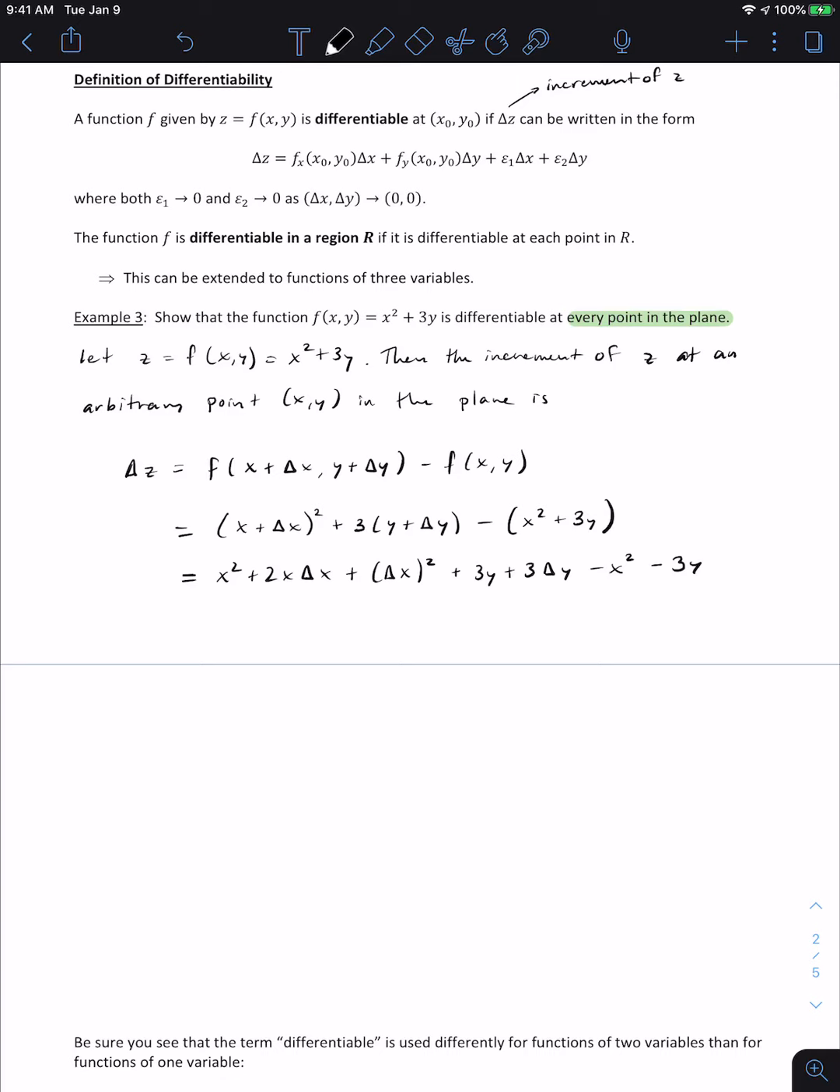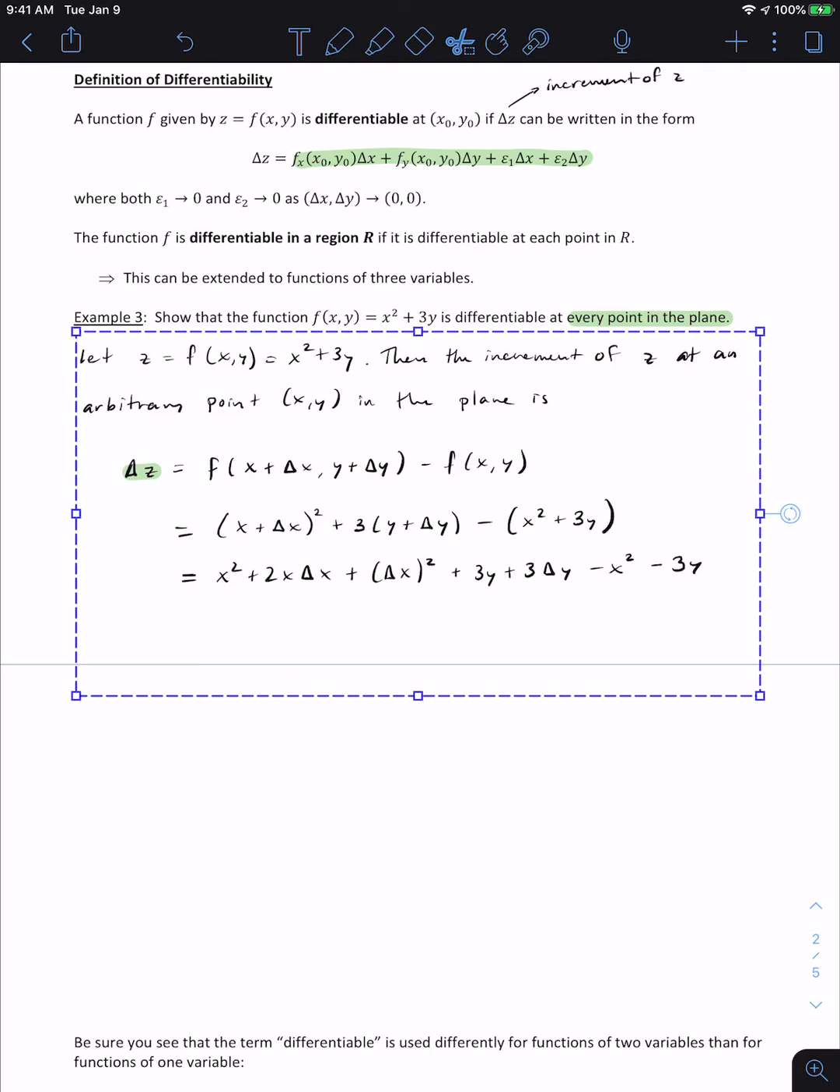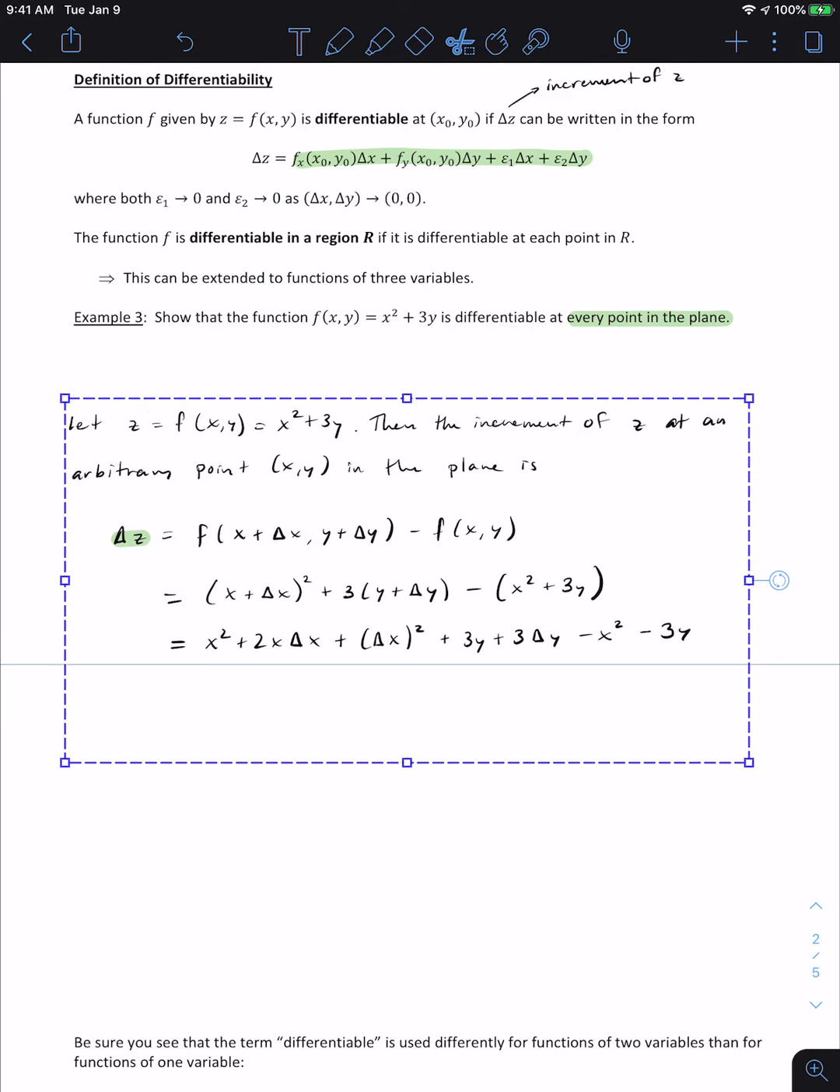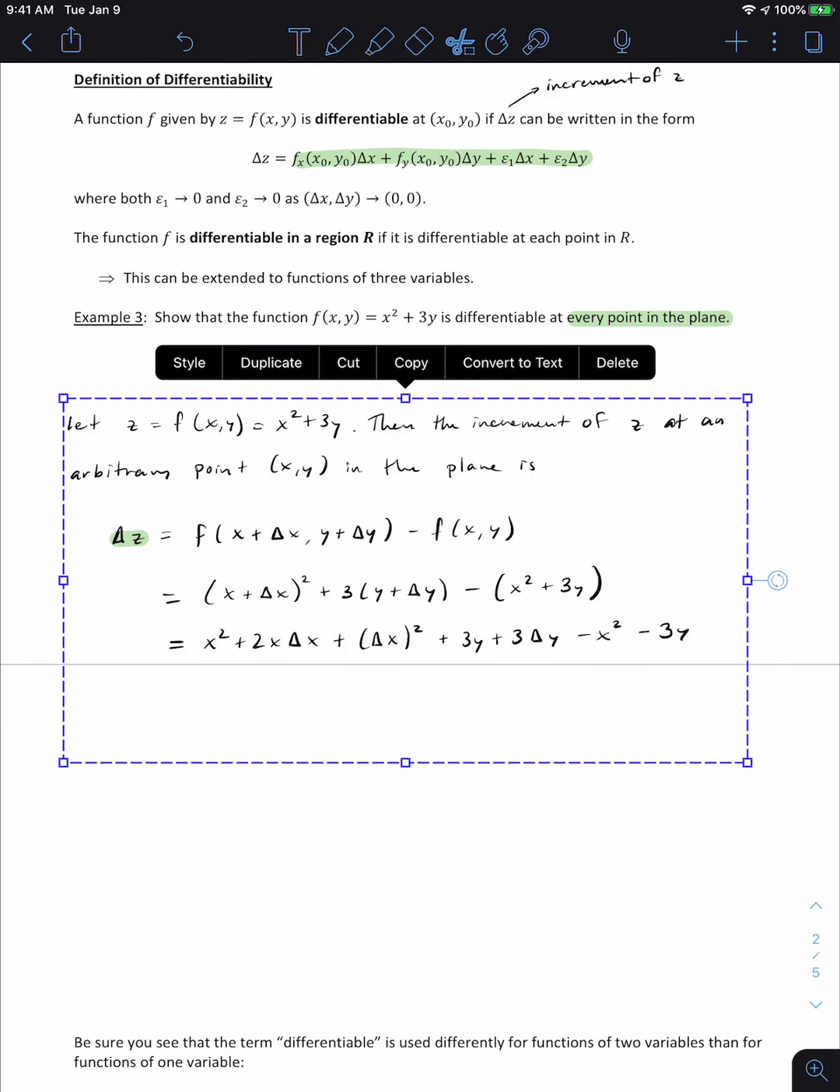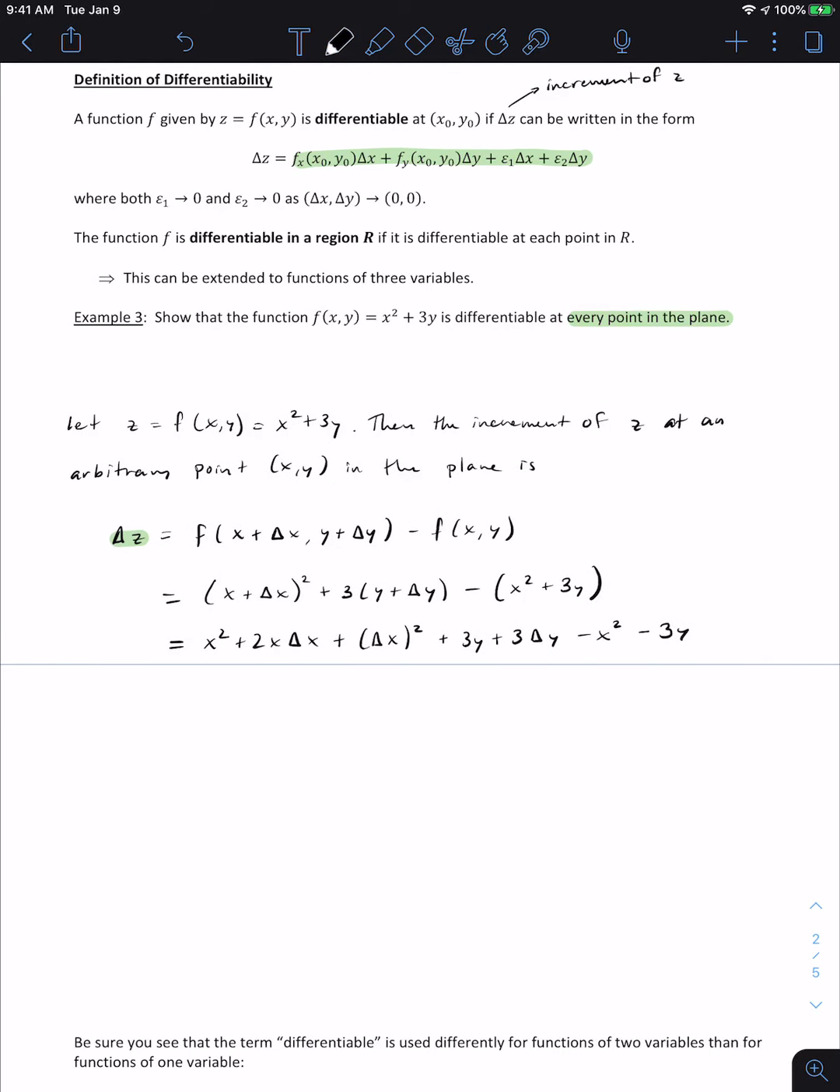Okay, so remember what I'm trying to do. If I'm showing that this is differentiable, I want to rewrite delta f and make it look like this for some functions, the partial derivative with respect to x, the partial derivative with respect to y, and for some epsilon. So one thing I actually should probably do here is figure out what my partial derivatives are.